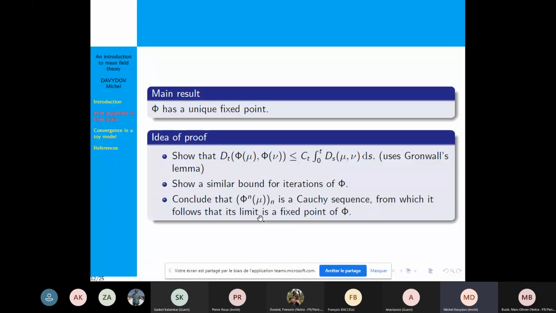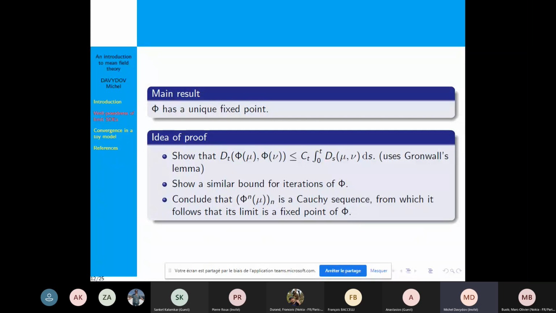This is mainly to give the main ideas of the proofs, just for completeness' sake, because as I mentioned, my goal here is to present the main results that people study in mean field theory. And there are two kinds: the well-posedness of the limit equations and the convergence in a toy model. What I've presented here is the main method to prove the well-posedness of the limit stochastic differential equations in this context, the context of mean fields.